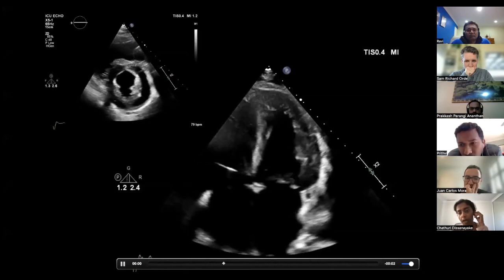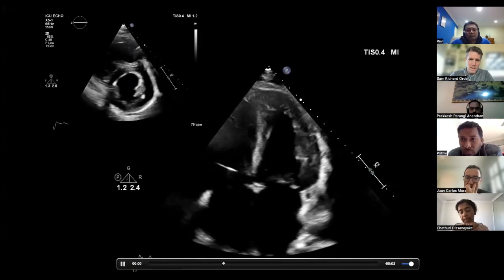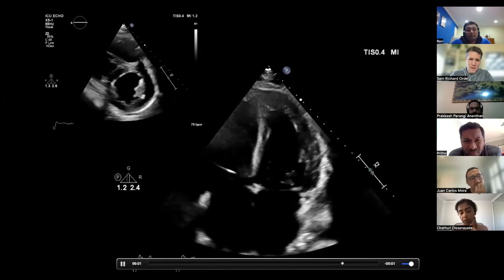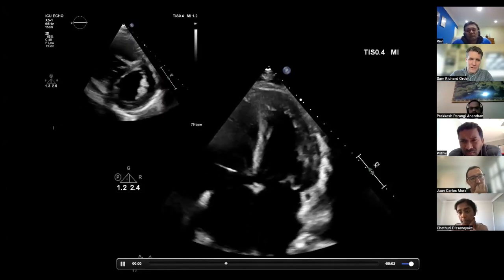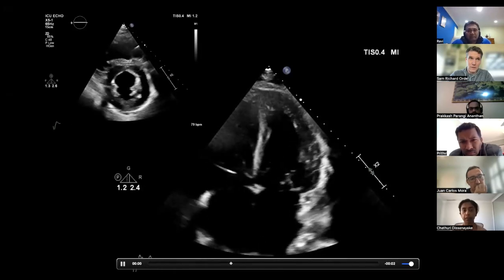I think there's global hypokinesis of the left ventricle, and that's the anterolateral and infraseptal walls I'm looking at there. Forgive me, did I miss the LV systolic function? Did you tell me that? Yeah, I think overall LV systolic function is severely impaired.